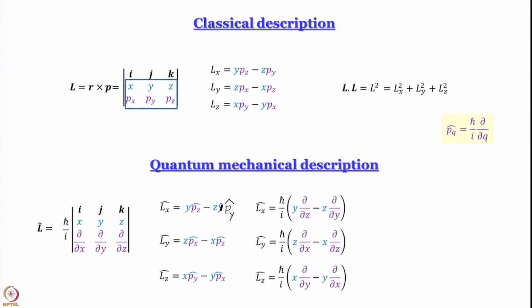Now, what about the L square operator? For that you have to simply substitute Lx square, Ly square, Lz square, okay, and that will come from these Lx operators. So, I am not working it out explicitly, we will do it whenever required, but please remember that we have to build an operator for L square also. In fact, that is the most useful operator.